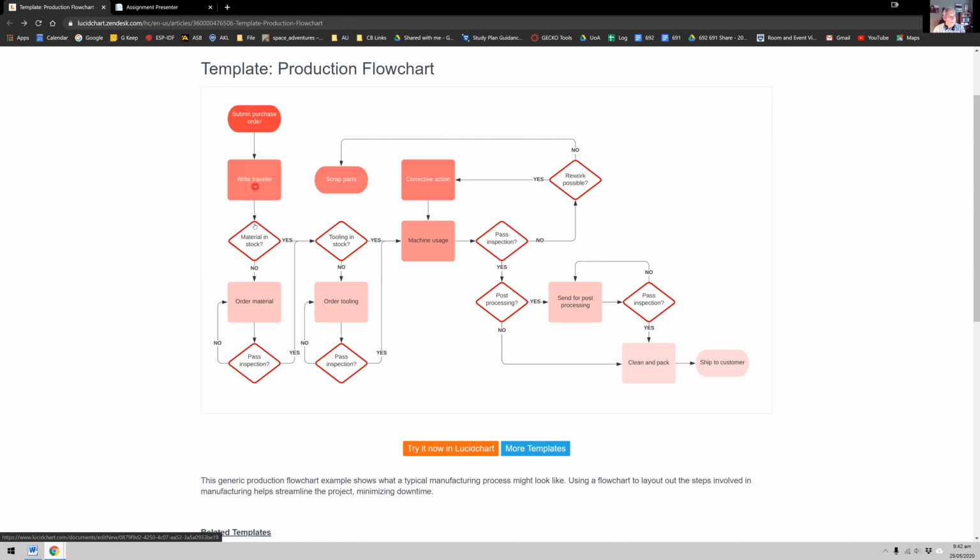First of all, we've got our traveler documentation, and someone checks to make sure the material is in stock. Well, of course, we've got a yes or a no decision here. So if the material is not in stock, then they order the material, and then it comes in and it would come to our inspection department. We would check those materials to make sure they're okay.